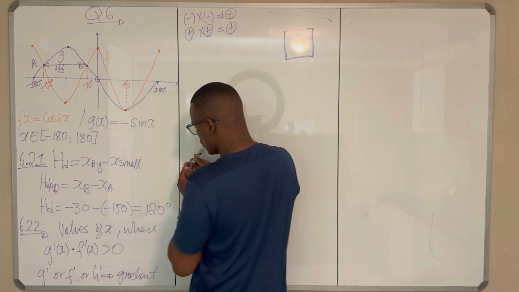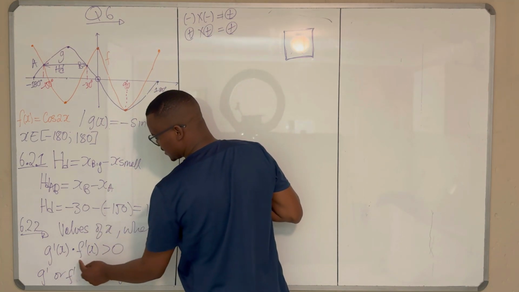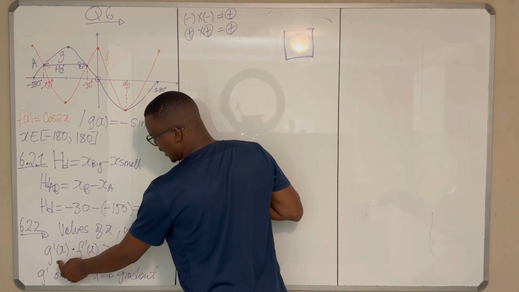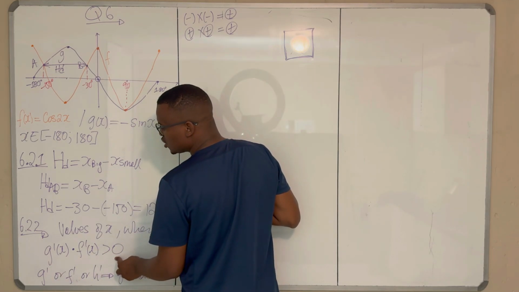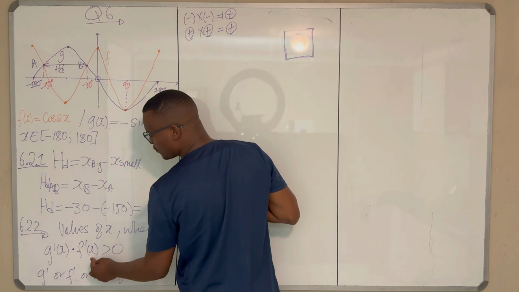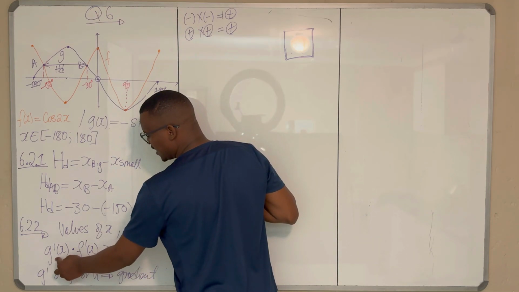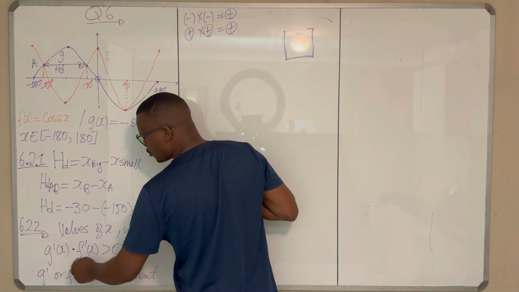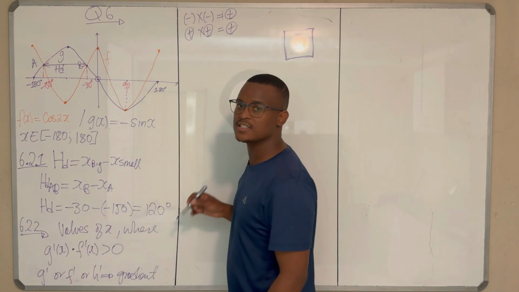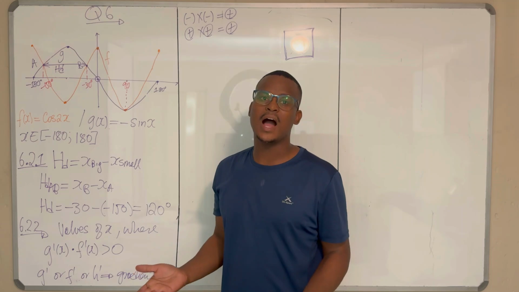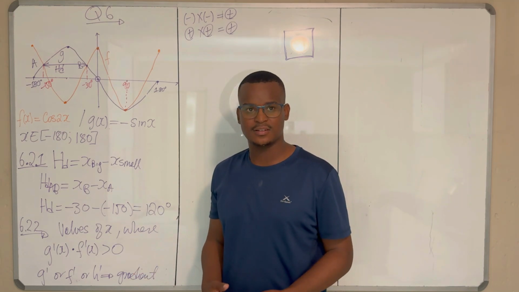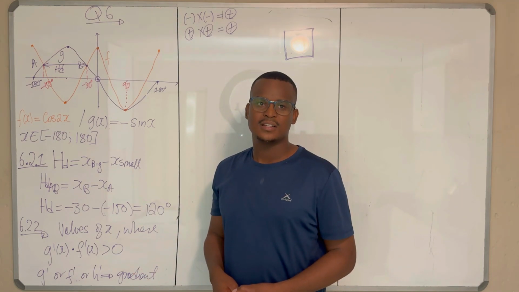So you're multiplying two gradients, and the product of those two gradients is positive. That means you want the values of x where both of these two functions have positive gradients, or where both have negative gradients. That's what you want. You want where the gradients are either both positive or both negative. How do you say that?